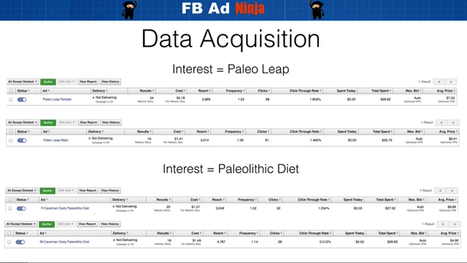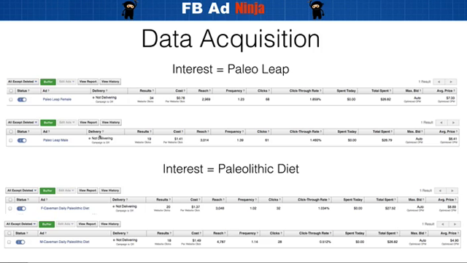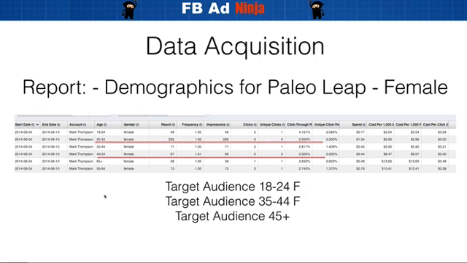So when we go into our reports, which I'll show you shortly, you can see this is the report for the top one, which is Paleo Leap Female, which got 34 clicks at a cost of 78 cents a click. We go into our reports and we can see that for 18 to 24-year-old females, I only got 2 clicks. So, as I said, there's no statistical significance here. It just gives you guidance.